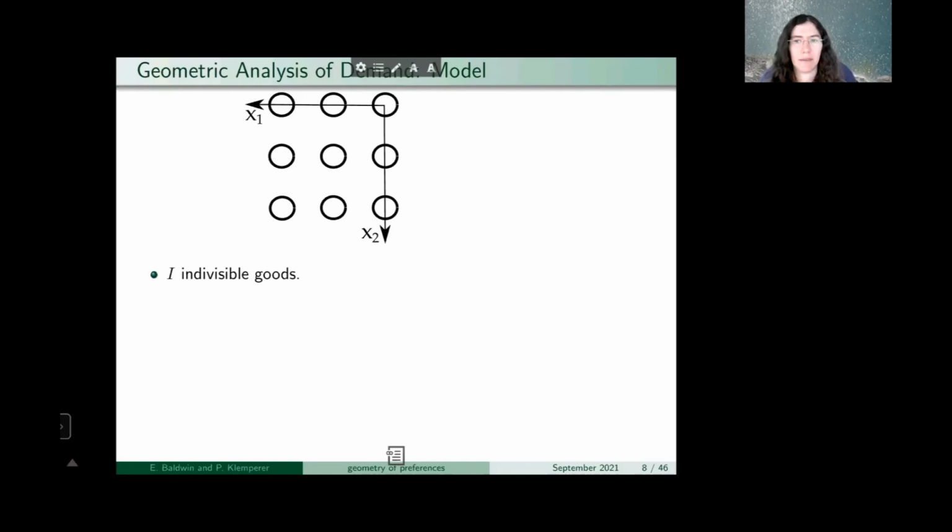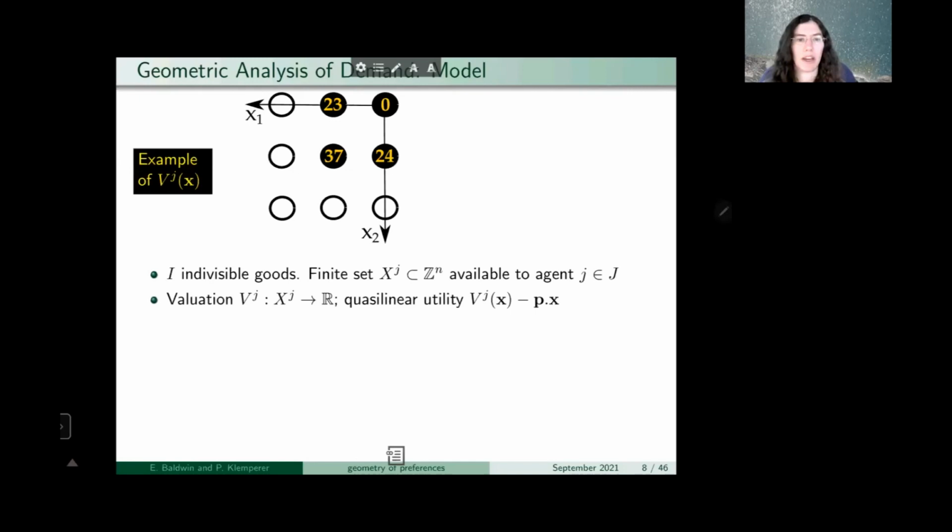So here are my indivisible goods, and there is some finite set of them available to our agent. And there's a valuation on that. We have quasi-linear utility. By the way, the whole of this talk is quasi-linear. Now, Alex made a very good case yesterday for why we shouldn't restrict ourselves to the quasi-linear case. But he also did mention that the quasi-linear case makes things easier. And I hope some of the details that I will be getting into in this talk will show you that actually there's a real value to making things easier, because they're quite hard enough as they are in the quasi-linear case.